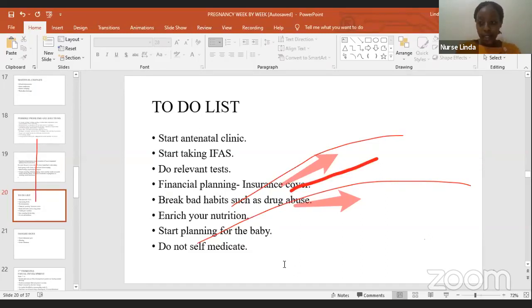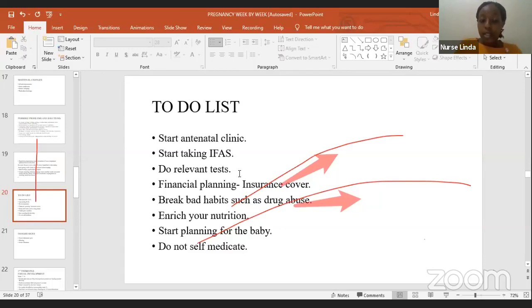Now, when you start the clinic, you will be started on IFAS. I mentioned this earlier, and this is simply iron and folic acid tablets. They are very, very important for the development of the fetus. We have babies who are born with conditions, sometimes with missing body organs, and this could be because of lack of IFAS. It is very essential, and that is why I'm insisting on women starting their antenatal clinics as early as possible.